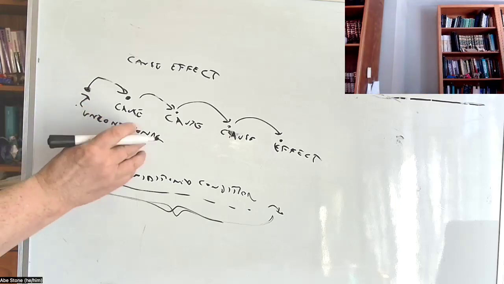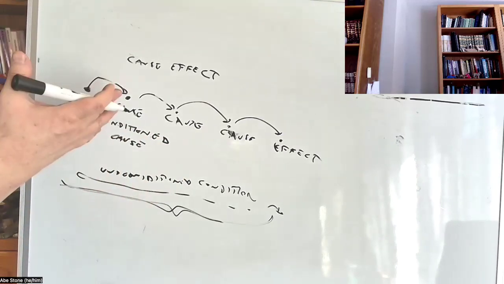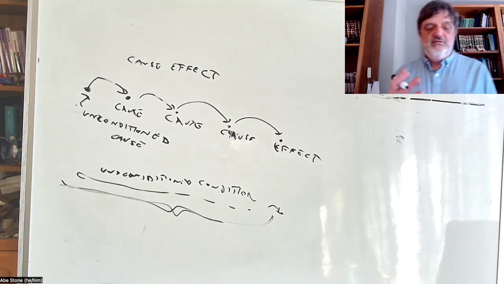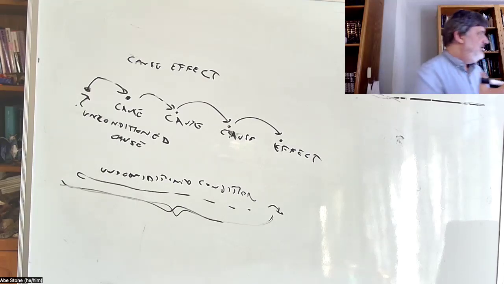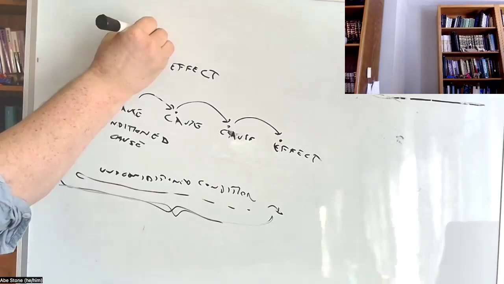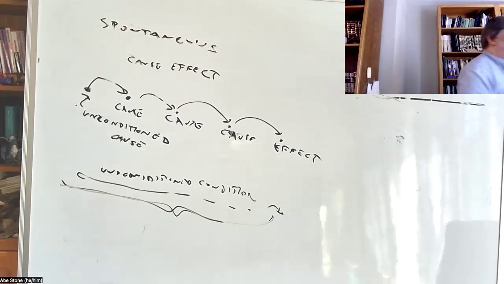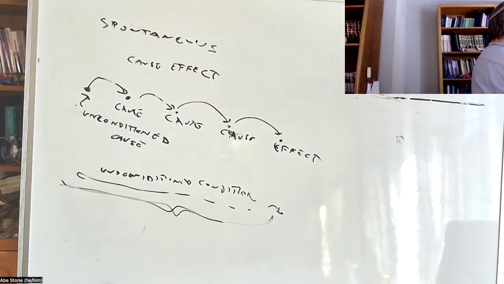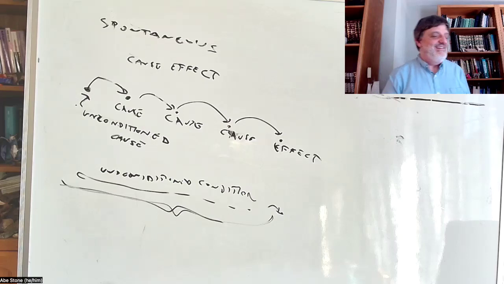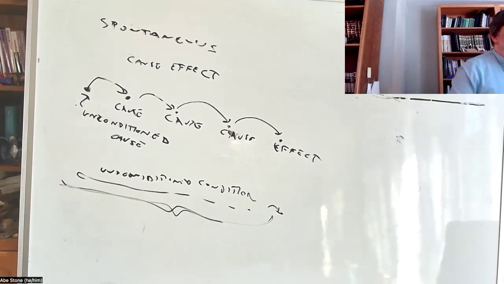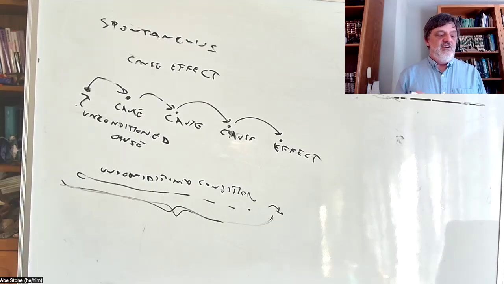So this kind of unconditioned cause would be a free cause. Kant also will call it a spontaneous cause. And I guess I should say, don't be misled by this. Spontaneous doesn't mean happy-go-lucky or whatever, right? It basically means the same thing as unconditioned cause. It means a cause where there is no external explanation for why it acted, and no need of one.